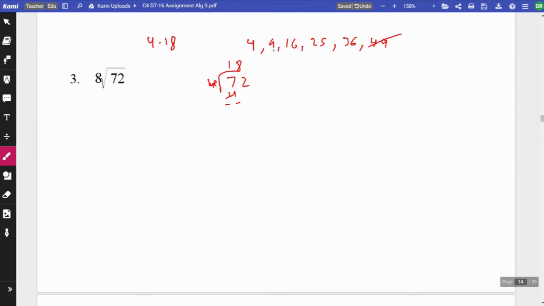But 9 works. 9 times 8. And I personally am not going to use this either. Right now you should be like, well, what the heck? We did it. We can do it. The reason why I don't want to use 4 and 18 is because 18 has a perfect square in it. This times this is 72, and this times this is 72. I don't want to use 4 and 18. 4 is a perfect square, but 18 also has one, so I can keep on breaking this down.